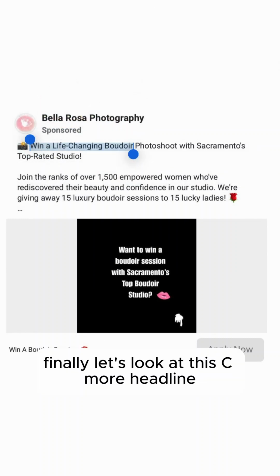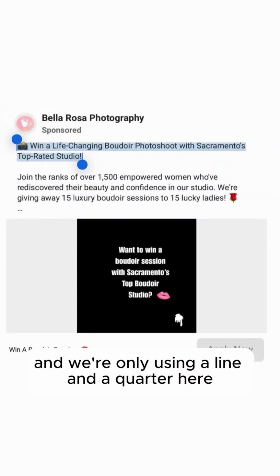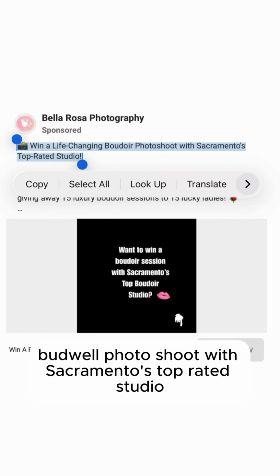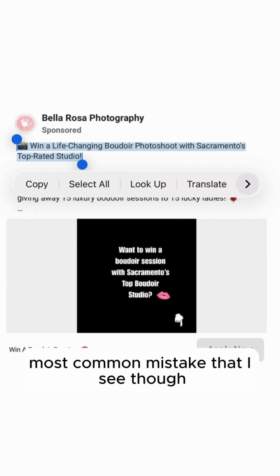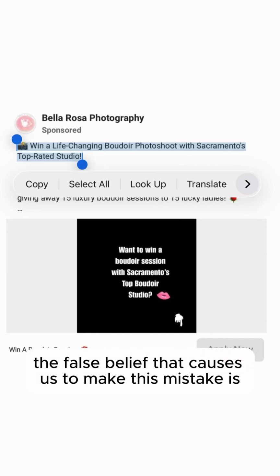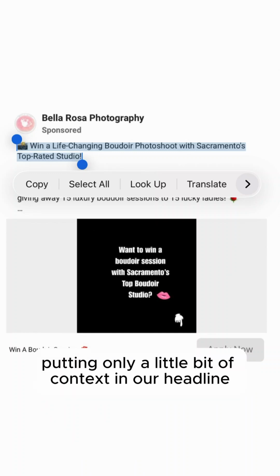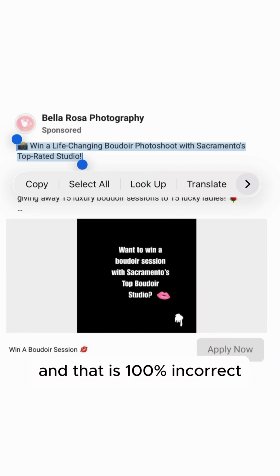Finally, let's look at this See More headline. First 2 3/4 lines, Facebook newsfeed mobile. And we're only using a line and a quarter here. So first mistake I'm already seeing, we're only using like half of our space that we should be. "A life-changing boudoir photo shoot with Sacramento's top-rated studio." All right, so we only got one contextual element here. So that's the lack of context mistake. Most common mistake that I see though. The false belief that causes us to make this mistake is we believe putting only a little bit of context in our headline is the #1 way to bring in buyers, and that is 100% incorrect when dealing with Facebook ads.